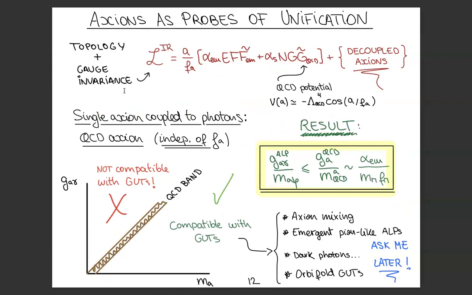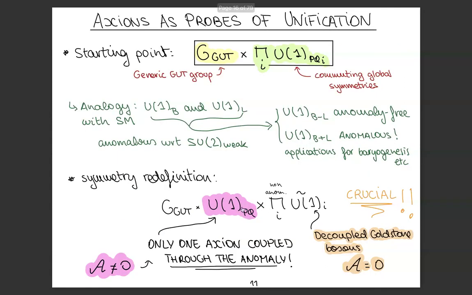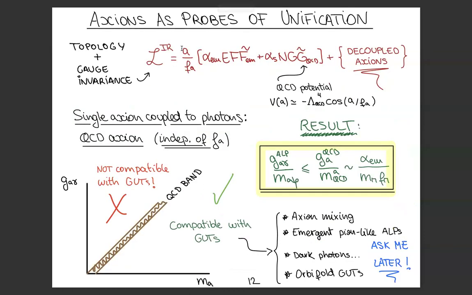So what this means is that, putting things together, topology and gauge invariance are telling you that, in general, this U(1)_PQ is going to be a complicated linear combination of the original symmetries. The axion, which corresponds to the Goldstone boson of U(1)_PQ, is the only linear combination that couples to photons, and by gauge invariance, it also couples to gluons.